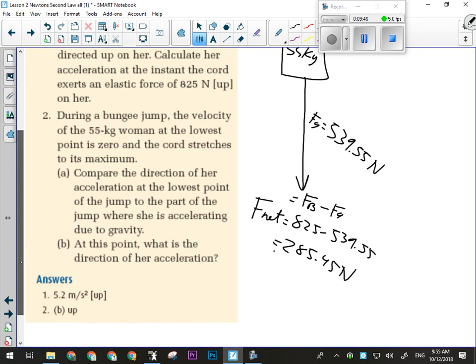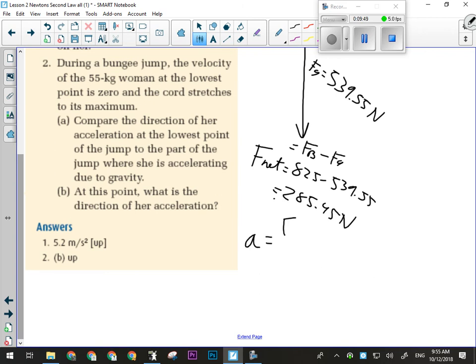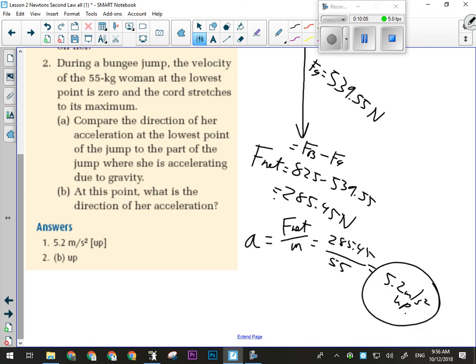And then from there, we want to calculate her acceleration. Well, acceleration is F net divided by m, so 285.45 divided by her mass, 55. And we get 5.2 meters per second squared up. And you definitely want your acceleration to be up when you are bungee jumping. I mean the first part's down, but up after. So it must not have been that completely different.